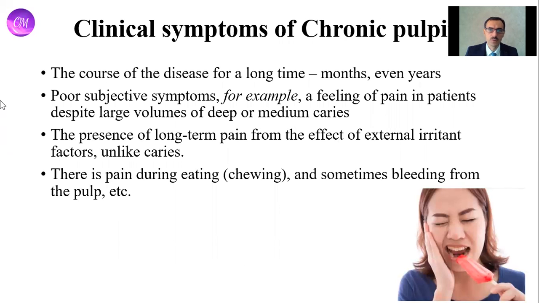The clinical symptoms of chronic pulpitis. The disease course is long, months, even years. Pure subjective symptoms, for example, a feeling of pain in patients despite large volumes of deep or medium caries. The presence of long-term pain from the effect of external irritant factors, unlike caries. There is pain during eating, chewing, and sometimes bleeding from the pulp, etc.